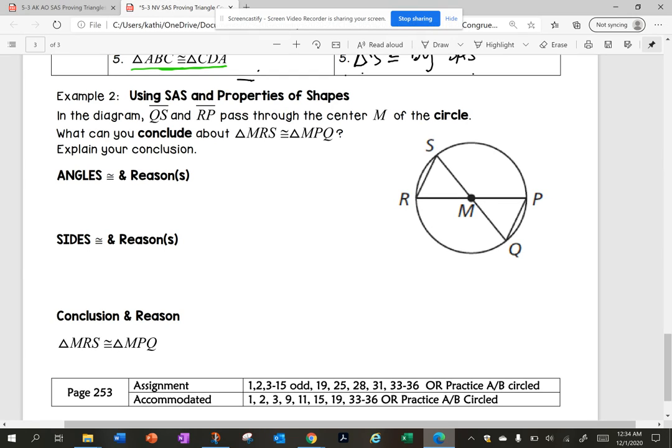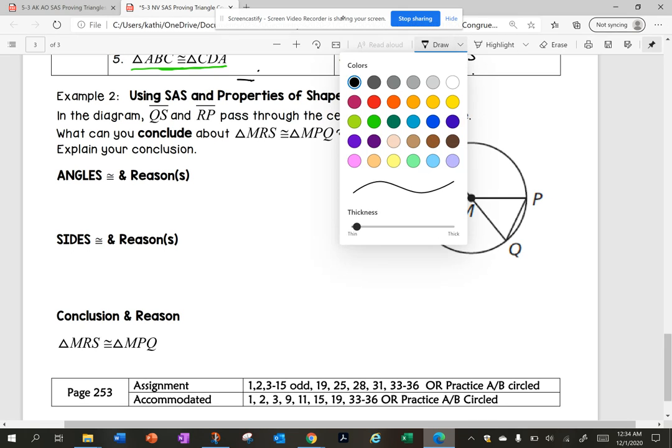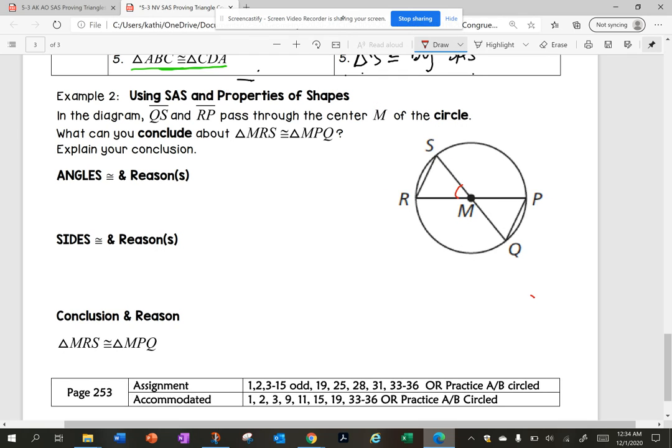All right, so what do I know about the angles? I know that I have some vertical angles right here, and all these vertical angles are congruent. So I'm going to name them as angle SMR is congruent to angle PMQ. And I can state that because these are vertical angles. So vertical angles are always congruent.